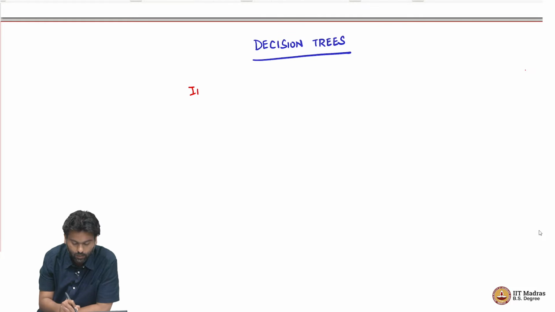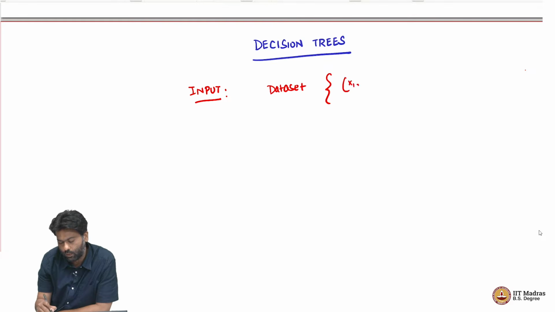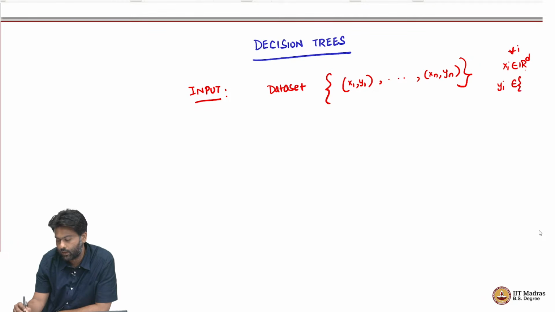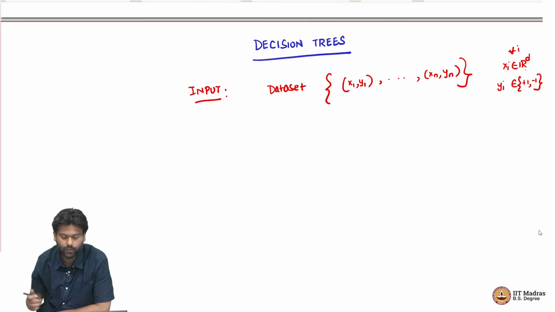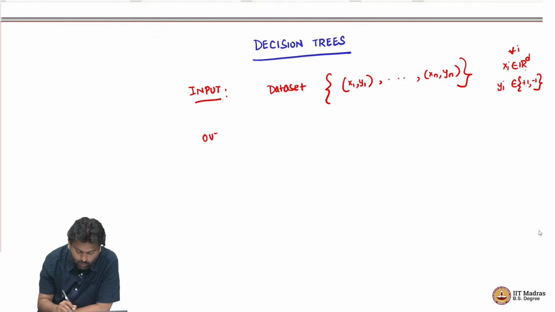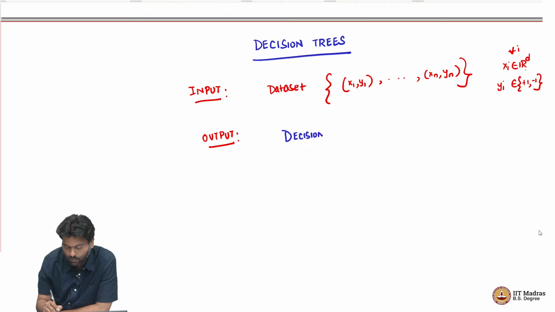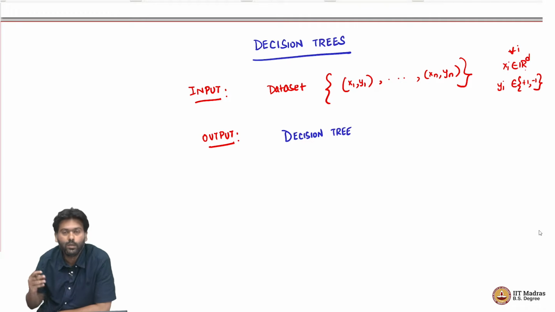What's the input to this algorithm? As usual, the input is a training data set, which looks like x1, y1, up to xn, yn, where xi is in d dimensions for all data points and yi is in +1 or -1. This is a binary classification problem. The output of this algorithm is a decision tree, which is going to be used to make future predictions.